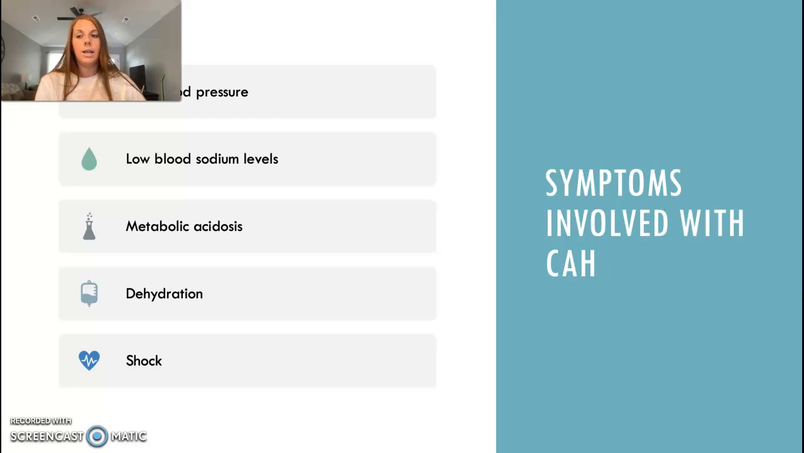Symptoms that are not necessarily externally seen are going to be low blood pressure, and I'll hit on low blood pressure a little bit more with a chart that I have later on in our discussion. But obviously we're talking really heavily about the low sodium levels due to the salt wasting type of congenital adrenal hyperplasia. Metabolic acidosis, dehydration, and shock. Again, when we're losing so much of one thing at one time, it can send our body into shock.